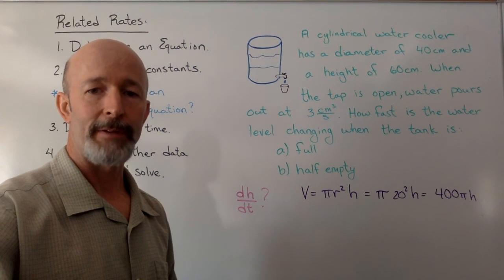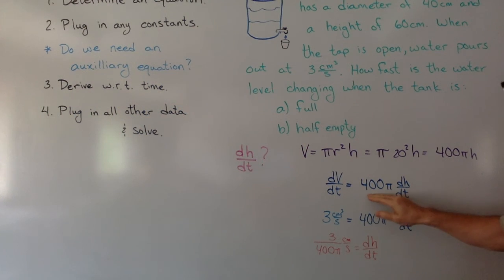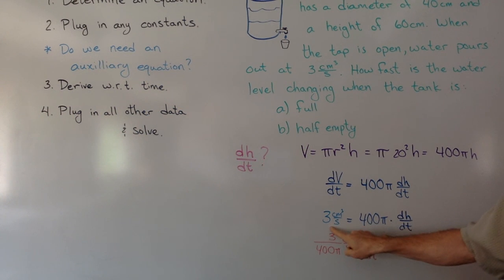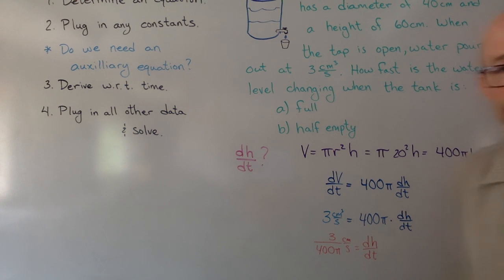Now we can take the derivative and plug in. See here, the derivative, we actually knew the change in the volume. We can solve for dH/dt. Please note, in this one, it doesn't even matter the height to find the rate at which it's changing.